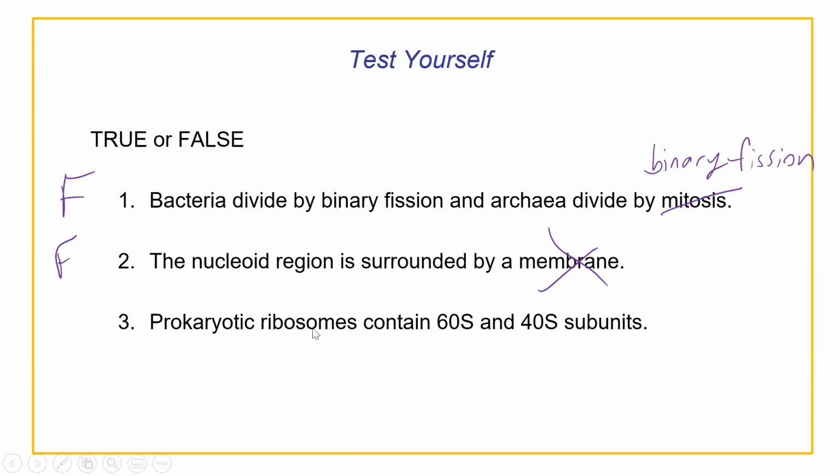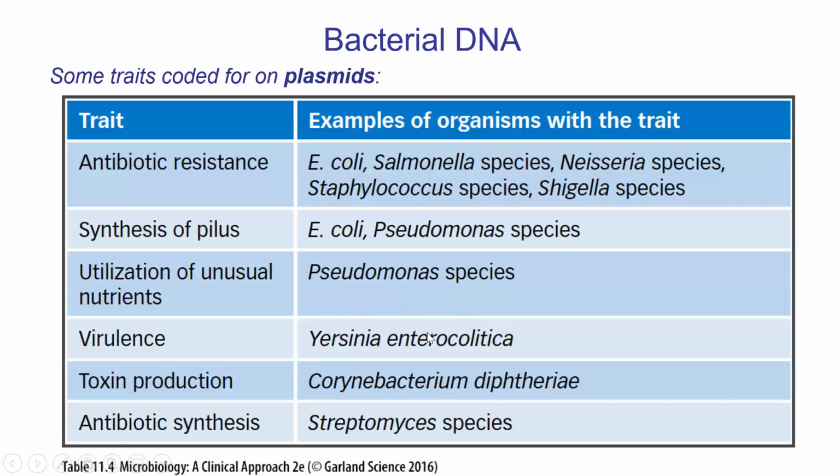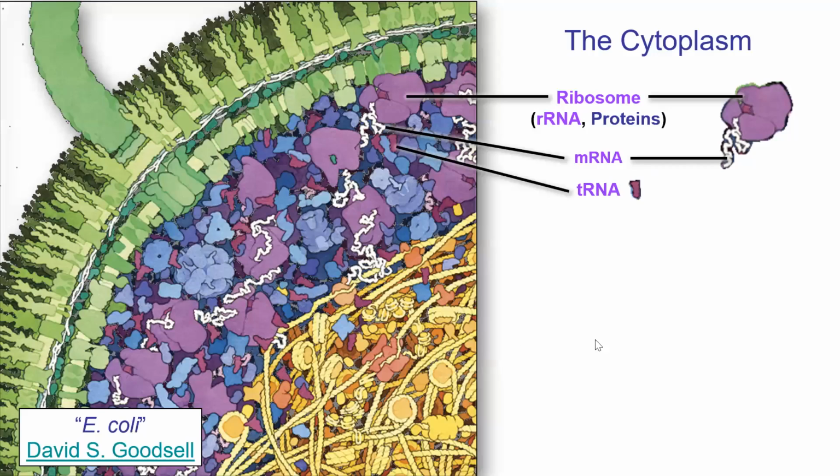Number three, prokaryotic ribosomes contain 60S and 40S subunits. I know everyone's thinking, oh no, what does that even mean? I'm just going to go back to that slide to show you what that is talking about. Sometimes on a test, I might ask you some specific questions. This really is to reward those people who study really hard. It's not too far back. Oh, there it is right there.